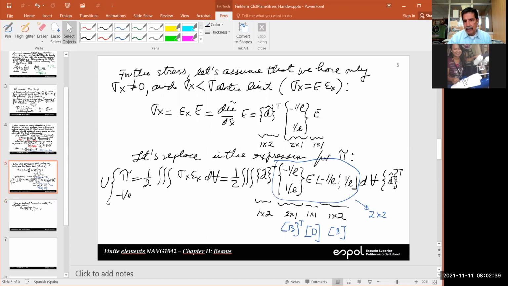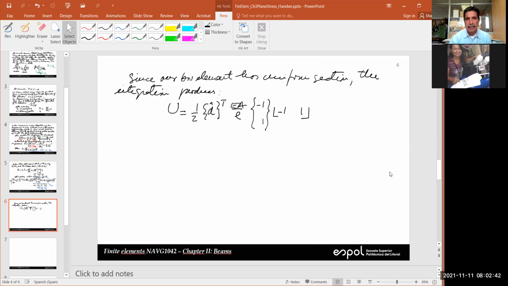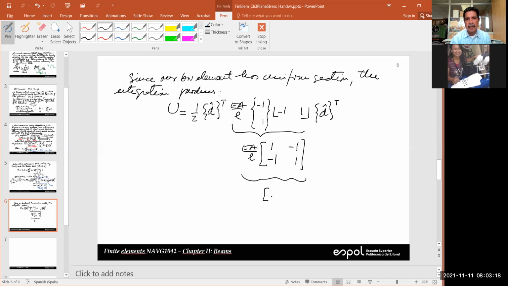And then on the right, we have this. So this is D transposed. There. And we do this and this, complete this operation, and that will give us, multiply this times that, that's 1. This times that is minus 1. In the second row, this times that is minus 1. And this times that is 1. And you can see that this is the stiffness matrix for the bar element.